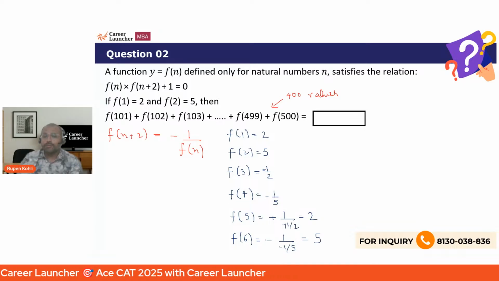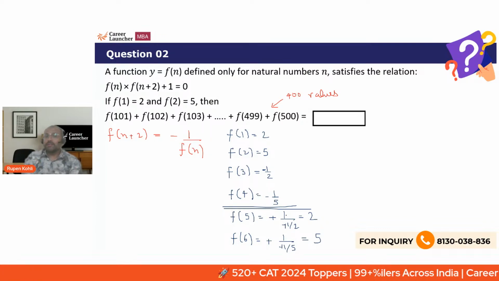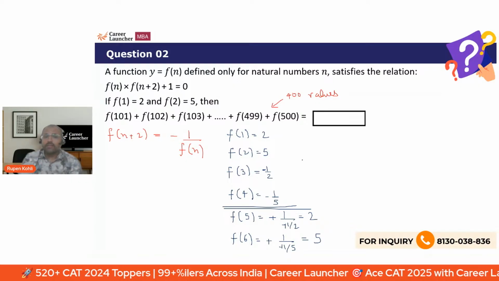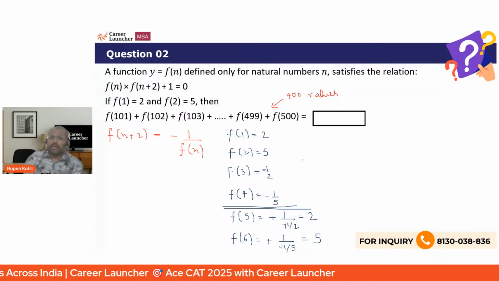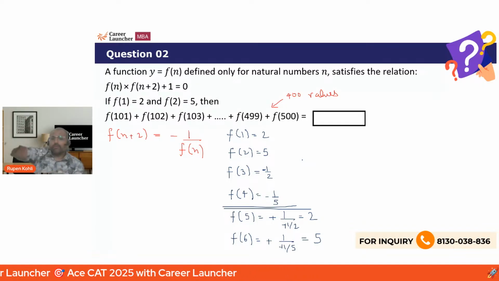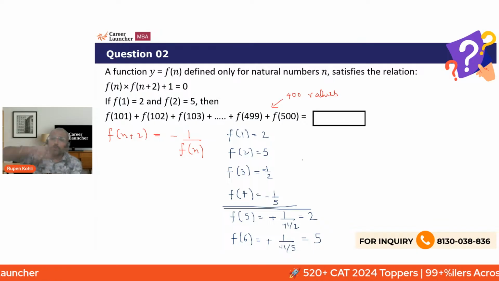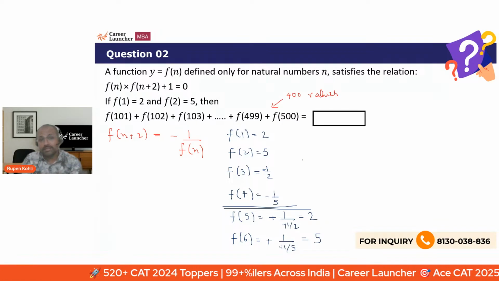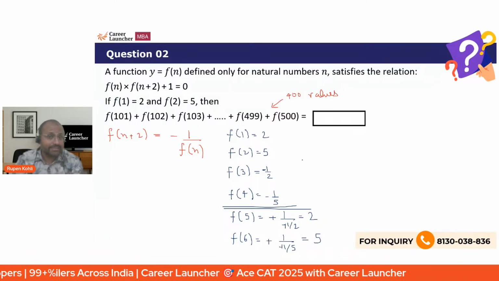Wow. Wonderful. What does this mean? It simply means that the function is a periodic function. The function is repeating its values. The initial four values will keep on repeating in a loop because we started with 2 and 5, and again we are back to 2 and 5. So f7 will be minus 1 by 2, f8 will be minus 1 by 5. The loop will keep on going. It's a periodic function with a period of 4. Hence, it's very easy to add this.